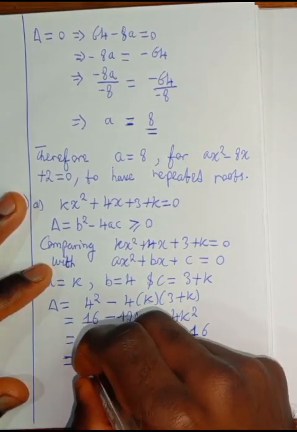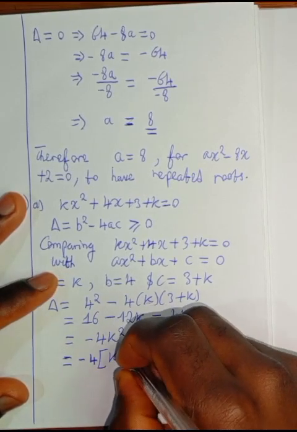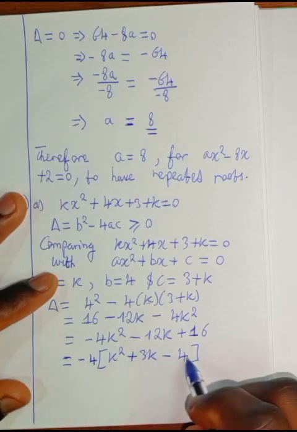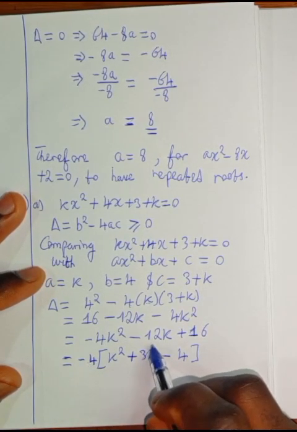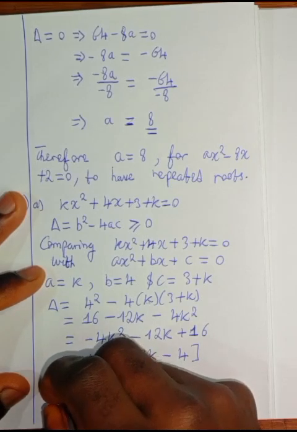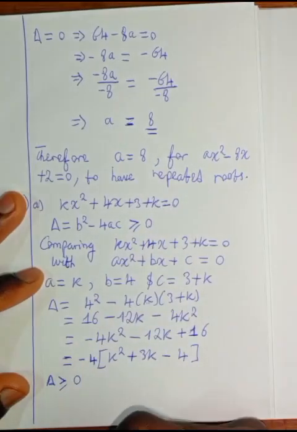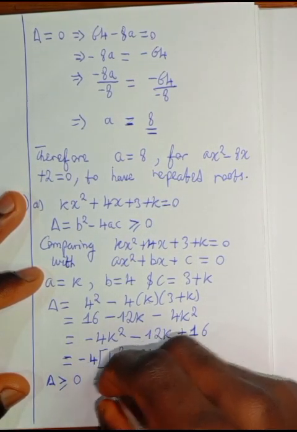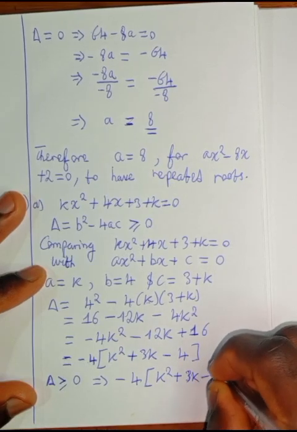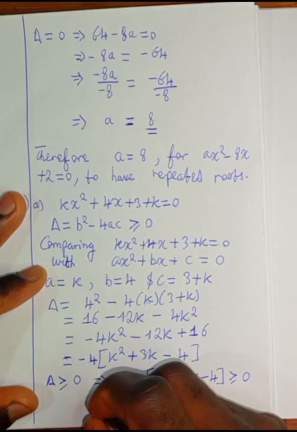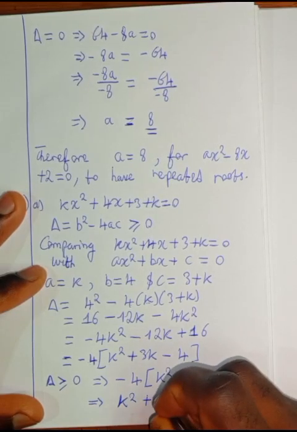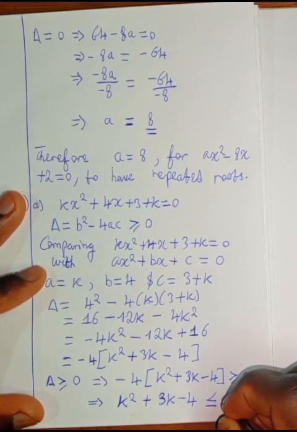At this level, we can factor out negative 4. This will give us k squared plus 3k minus 4. Negative 4 times negative 4 gives us 16. Negative 4 times 3k will give us negative 12k. Now the discriminant must be greater than or equal to 0 for our quadratic equation to have real roots. Then negative 4 times k squared plus 3k minus 4 will be greater than or equal to 0. If we divide both sides by negative 4, the inequality sign will reverse. So this will give us k squared plus 3k minus 4 less than or equal to 0.